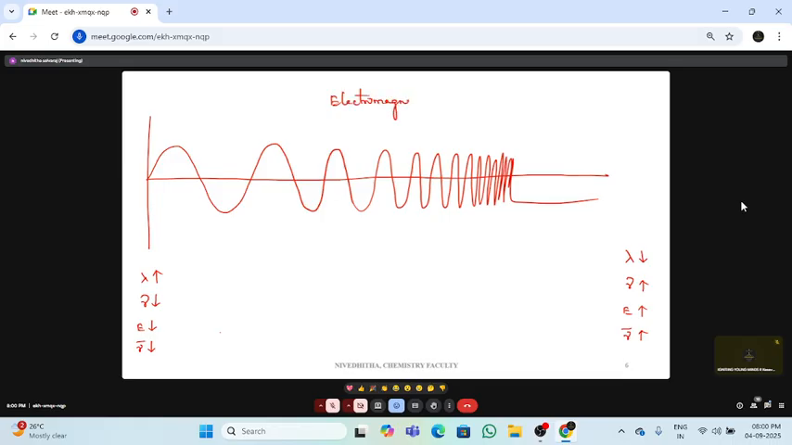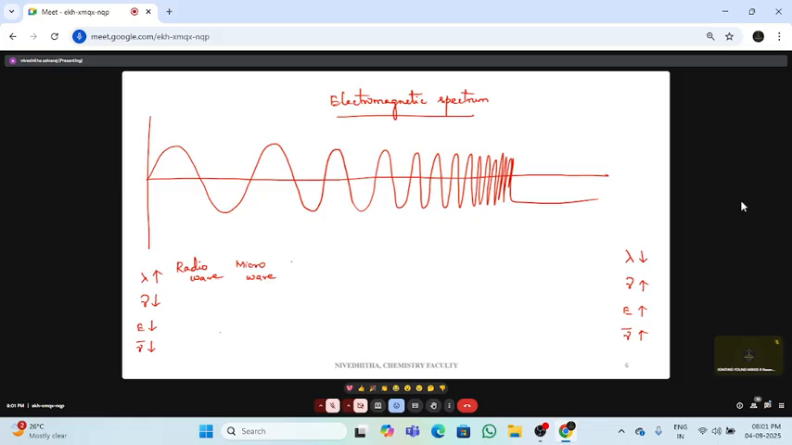Electromagnetic spectrum. Listen here. We have seen so many types of electromagnetic radiations, right? The electromagnetic radiation whose wavelength is maximum is radio wave. So radio wave has maximum wavelength, minimum energy, and minimum frequency. After radio wave, it is microwaves.